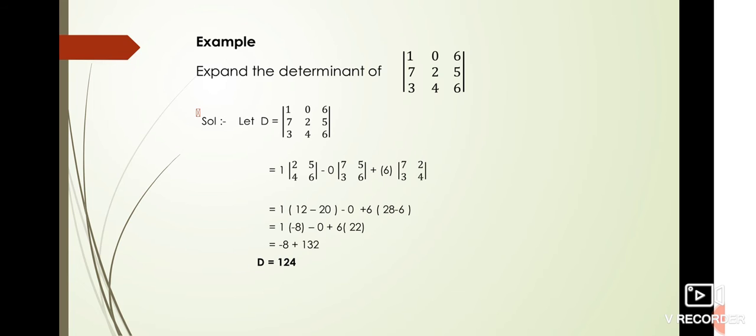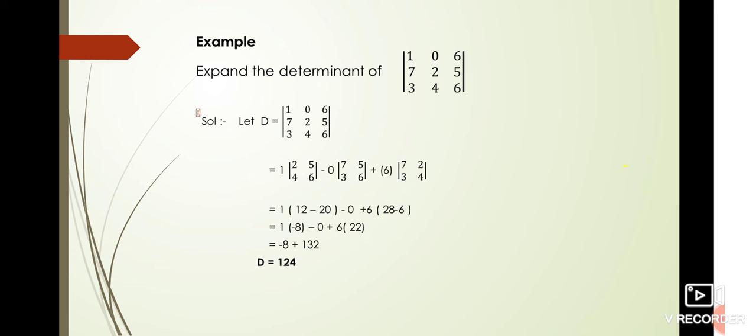So by definition of the minor, we delete the element in the first row and third column. So remaining elements are 7, 2, 3, 4. Next step, that is equals to 1 into, again same, the expansion of the second order determinant is the product of the main diagonal elements, 2 into 6 is a 12, minus the product of the anti-diagonal elements, 4 into 5 is a 20, minus 0, plus 6 into 28 minus 6.